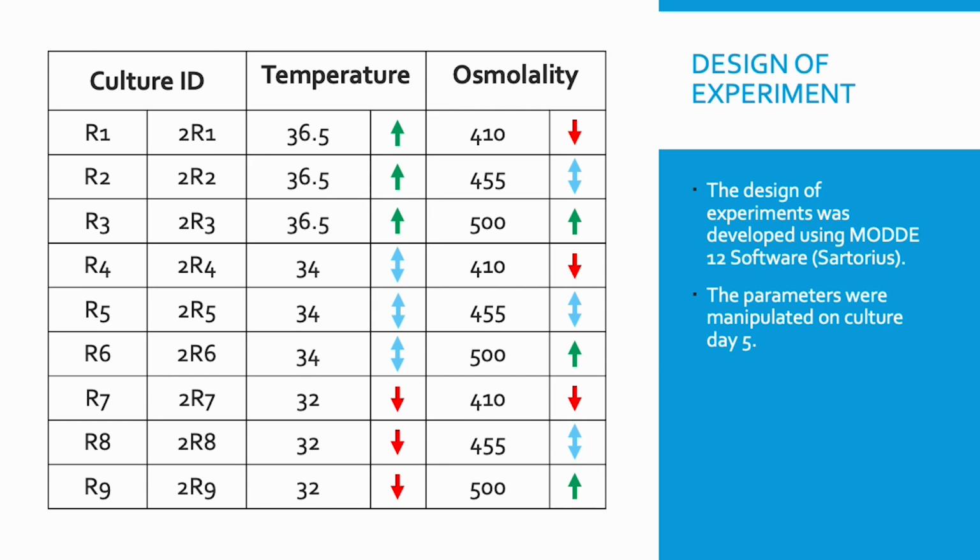These parameters will change on day 5 of culture when the cells are at the late exponential phase, and these cell cultures will be performed in duplicates for every condition. The control culture in this experiment is the culture run at 36.5 degrees with osmolality 410 milliosmol per kg, which is actually the osmolality level on culture day 5.